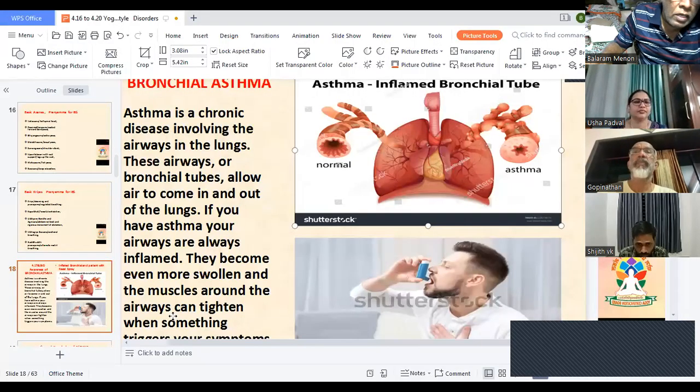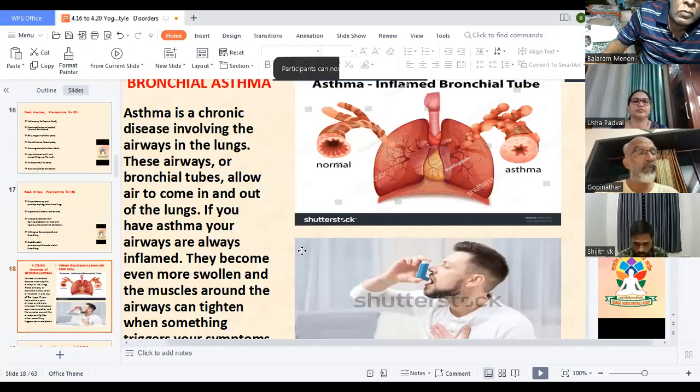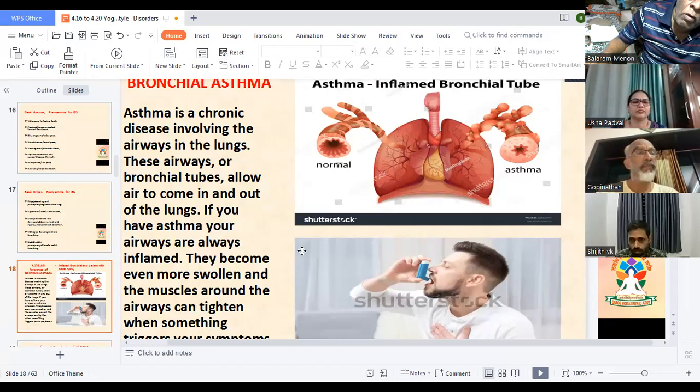Today we start with bronchial asthma. What is asthma? Asthma is a chronic disease involving the airways in the lungs. These airways, or bronchial tubes, allow air to come in and out of the lungs. If you have asthma, your airways are always inflamed.